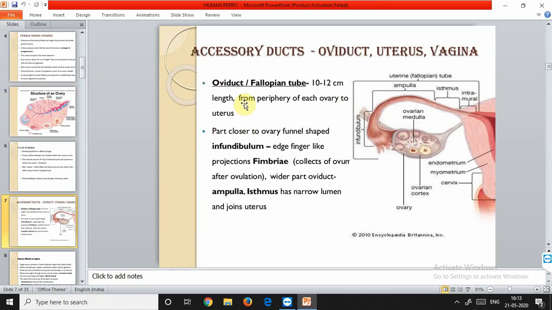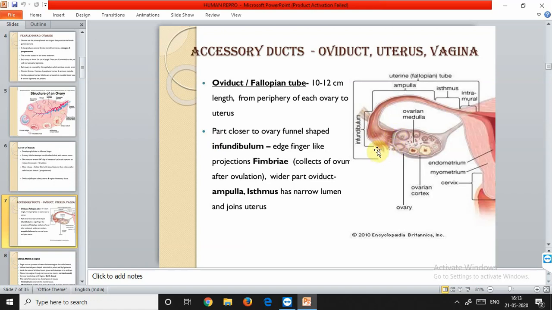The fallopian tube is about 10 to 12 centimeters in length, and it starts from the periphery of each ovary and reaches the uterus. The part closer to the ovary is funnel-like in shape and is called the infundibulum, and these are the fimbriae, which are finger-like projections.